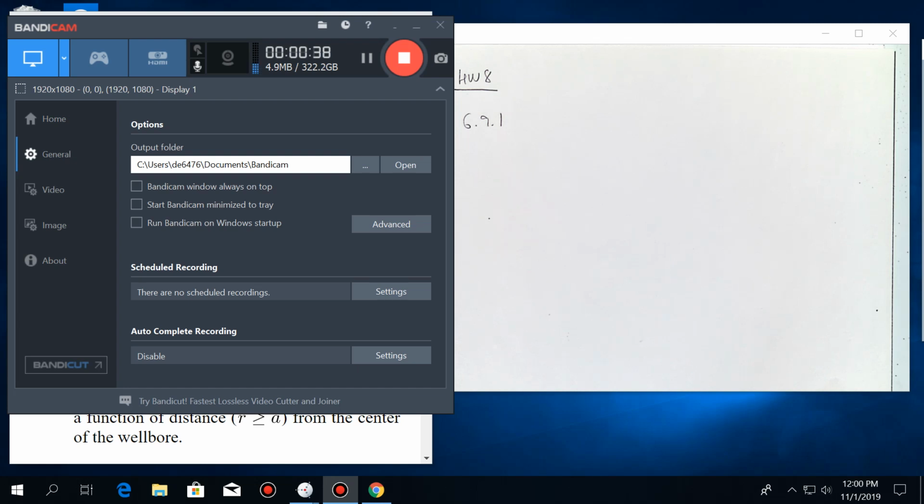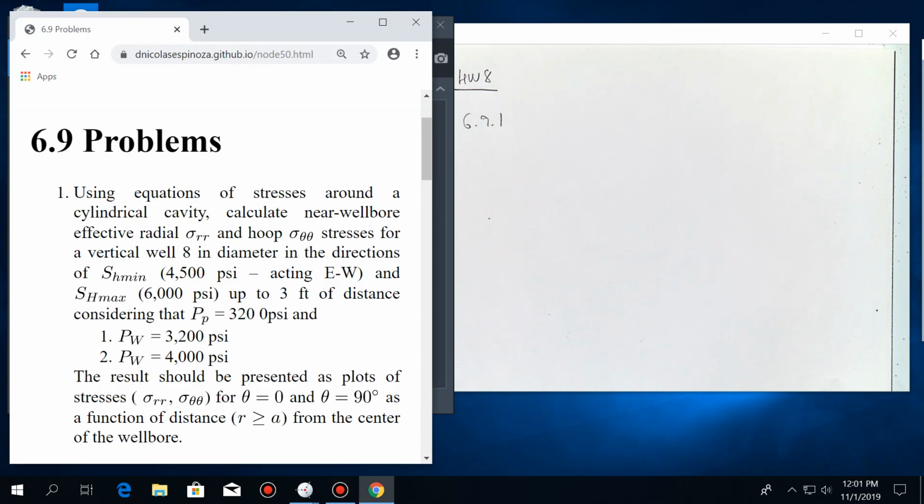Okay. All right. So if you don't have anything to share, then let's just go to talk about geomechanics. We're going to start talking about problem number 1. I uploaded a new homework, and this is the first problem we're going to talk about.